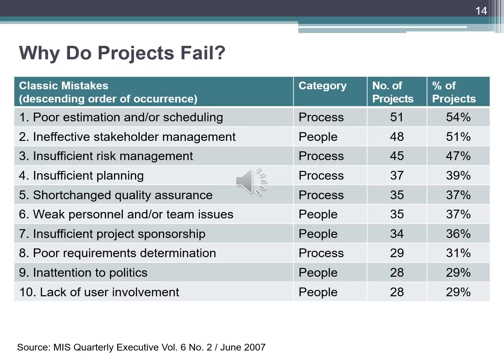Classic mistakes in descending order of occurrence are: number 1, poor estimation and/or scheduling. Number 2, ineffective stakeholder management. Number 3, ineffective risk management. Number 4, insufficient planning. Number 5, short-changing quality assurance. Number 6, weak personnel and/or team issues. Number 7, insufficient project sponsorship. Number 8, poor requirements determination. Number 9, inattention to politics. And finally, number 10, lack of user involvement.